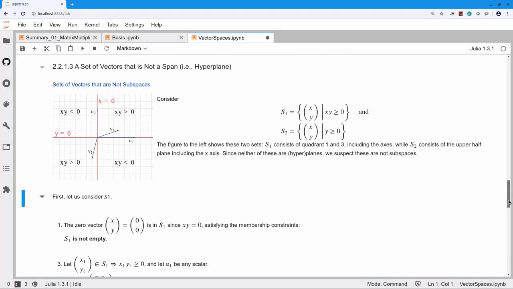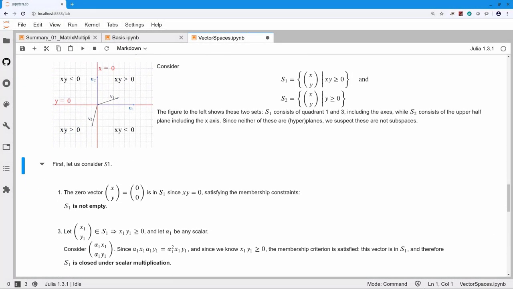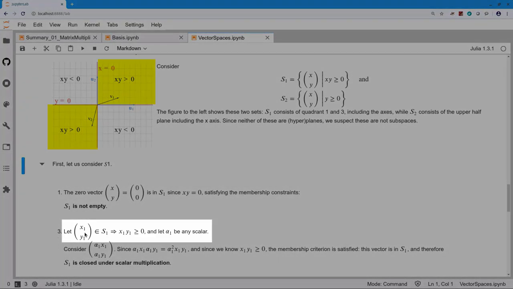Next, let's go to number 3, scalar multiplication. If I pick a vector in S1, say I pick a vector in the first quadrant, this vector V1, or a vector along the axis U1 or U2, and I multiply it by a scalar. Well, positive numbers, I'll stay up above the axis or I'll stay on the axis. Negative numbers, I go from quadrant 1 to quadrant 3 or quadrant 3 to quadrant 1. So that looks good. Let's check what this means algebraically.